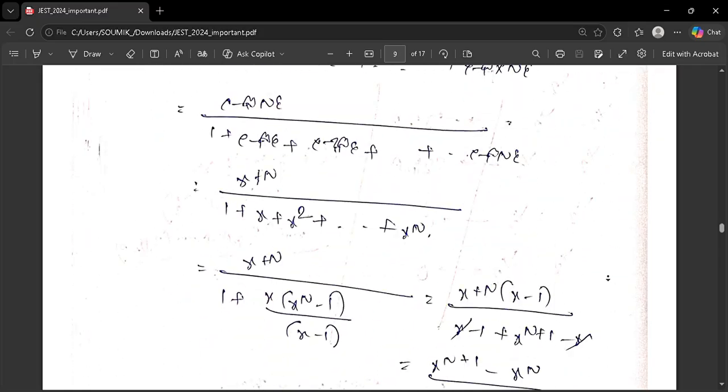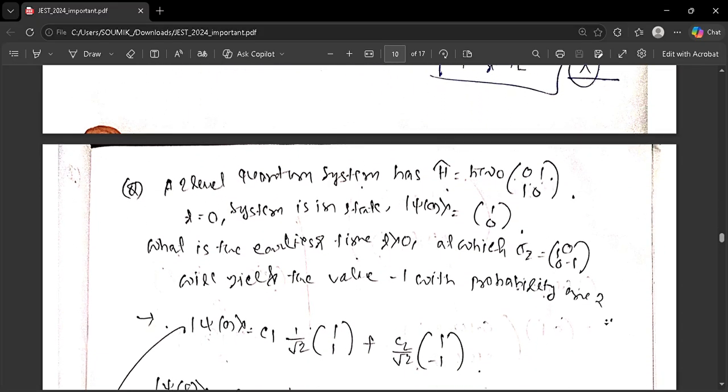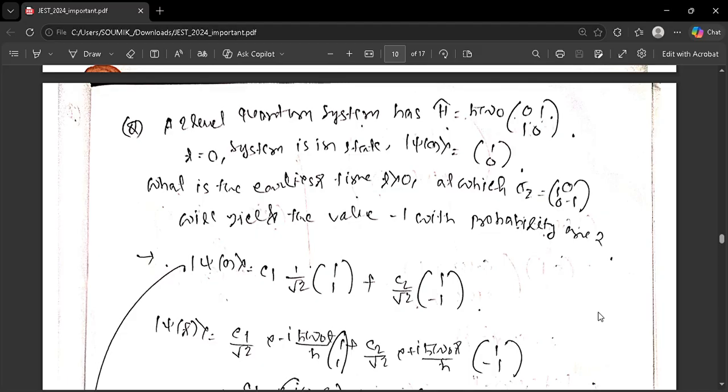Then, a two-level quantum system has this Hamiltonian. At t = 0 the system is in state psi 0. What is the earliest time t greater than 0 at which measuring sigma z will yield the value -1 with probability 1? So this is the question, a very interesting question. You need to practice these questions more and more.